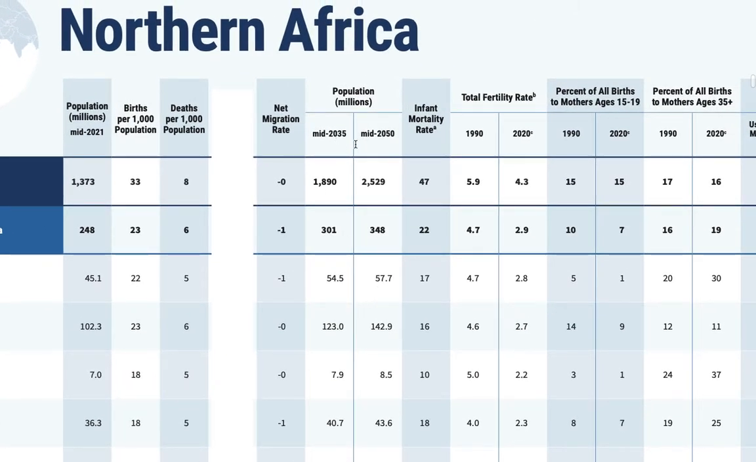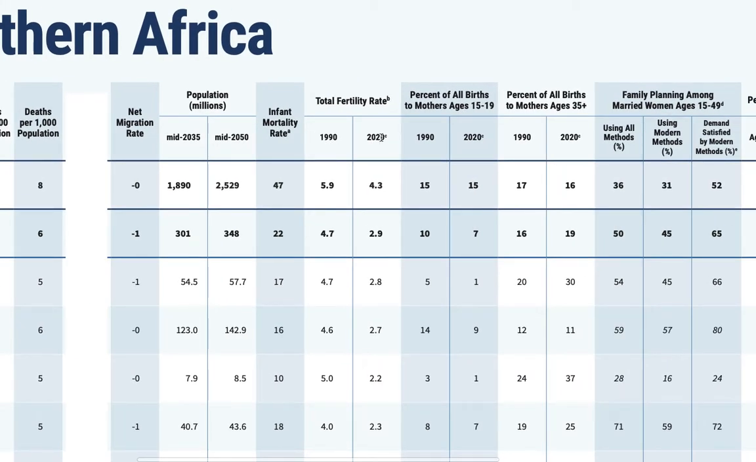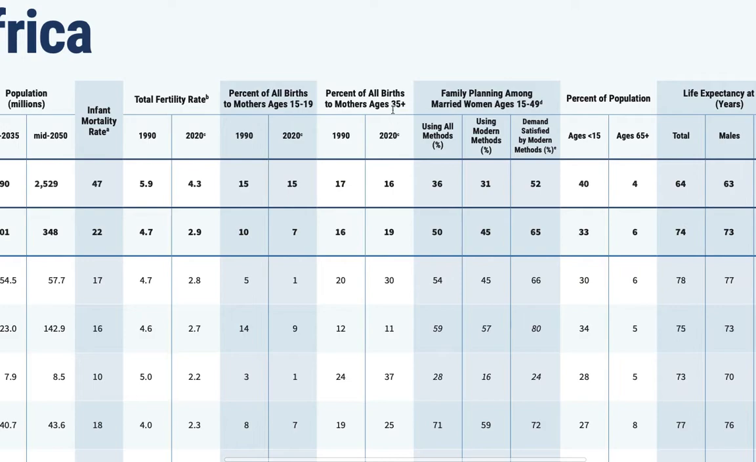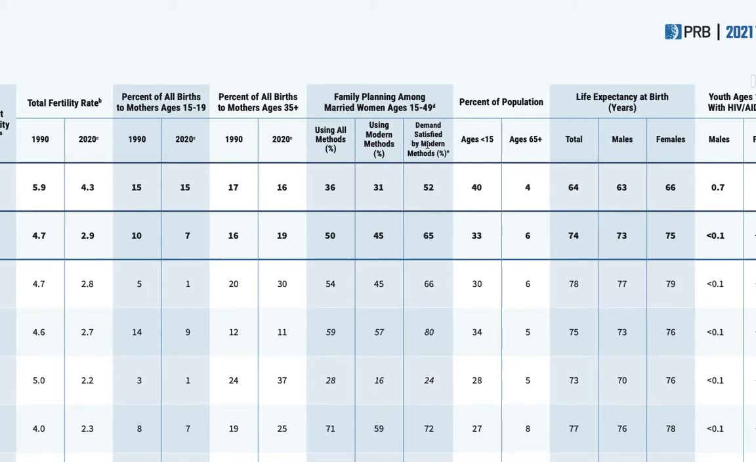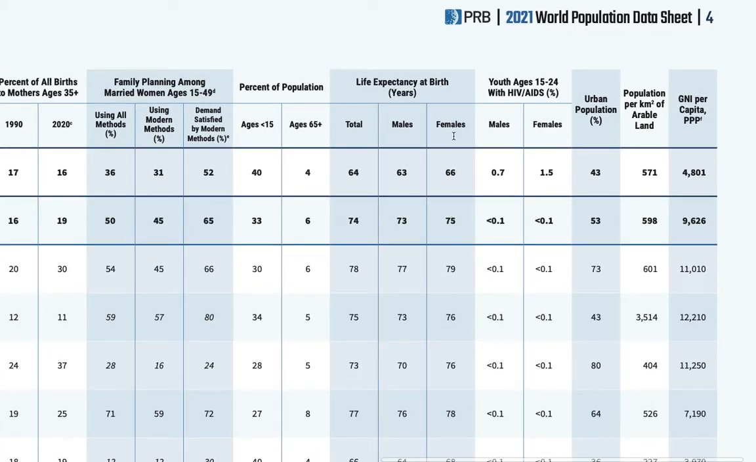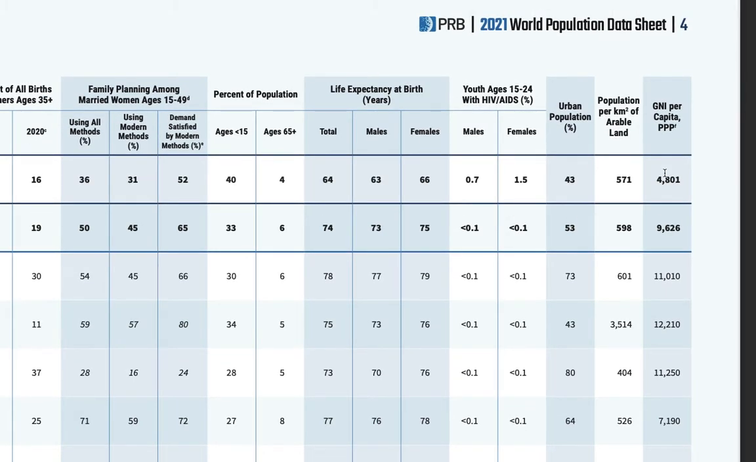Gives you the population predictions. Gives you infant mortality rate, total fertility rate 30 years ago and today, percentage of birth mothers aged 15 to 19, 30 years ago and today, percentage of birth mothers 35 or up, 30 years ago and today, family planning stats, some stats about different age groups of the population, life expectancy at birth, some stats about HIV/AIDS, percentage that lives in cities, the area of farmable land, and the GNI per capita PPP, which is basically the amount of purchasing power of an individual, how much money they can actually spend.